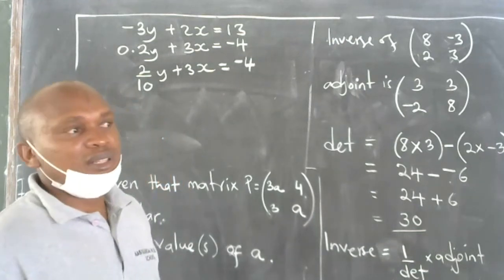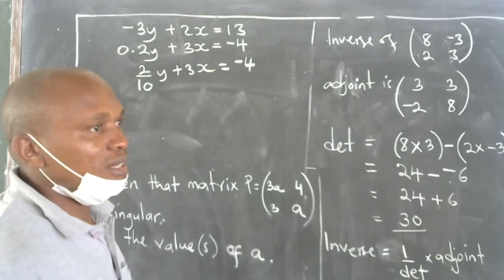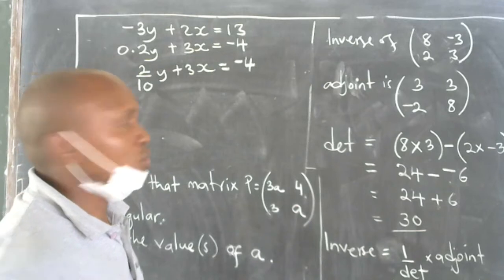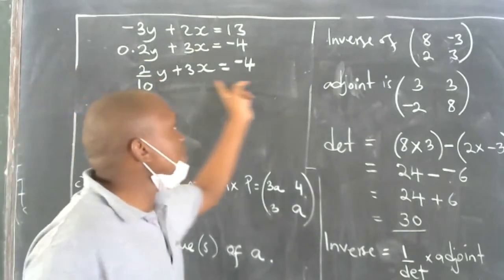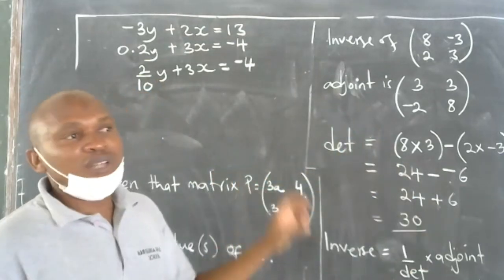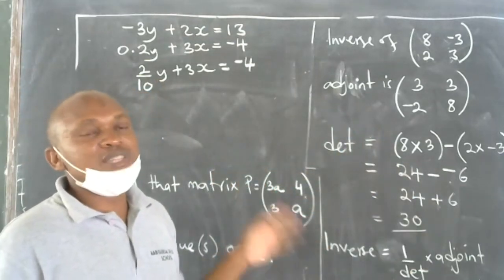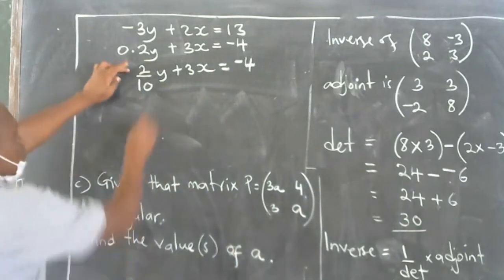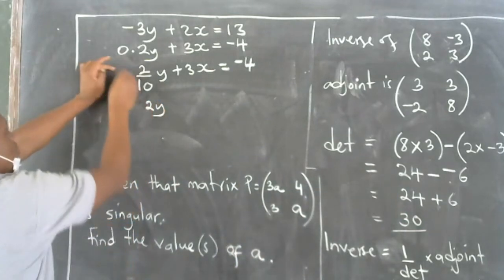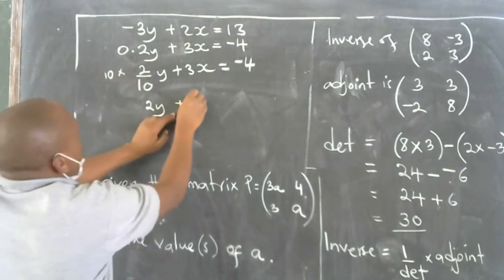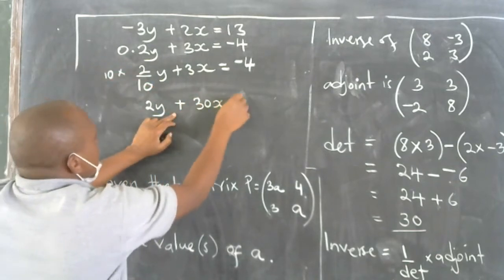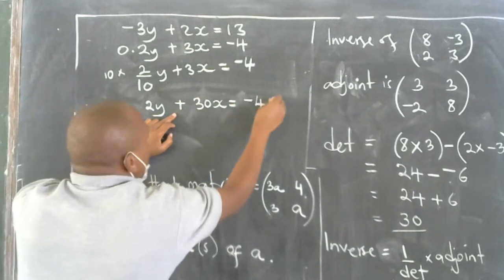If you divide by 2, both numerator and denominator. You multiply by 10 everywhere. Each part of the equation is multiplied by 10. So this will be 2y, because the 10 will be here, and this 10 will cancel. This will be 30x, and this will be negative 40.